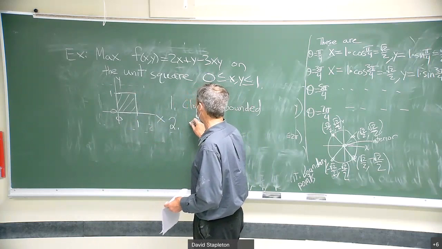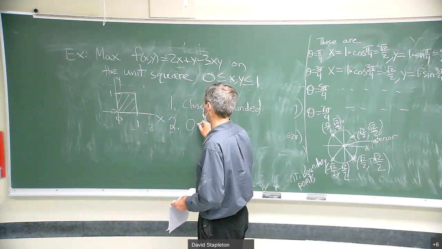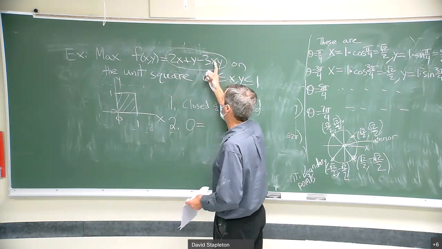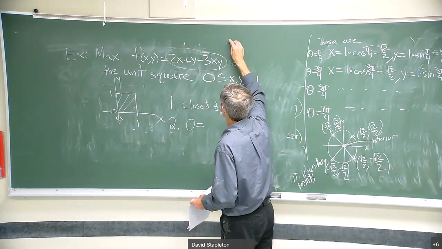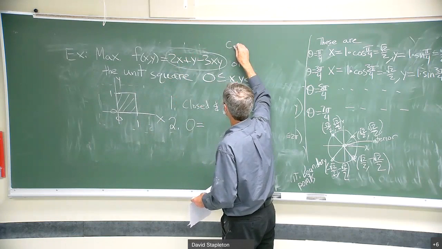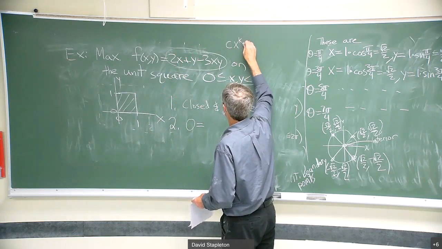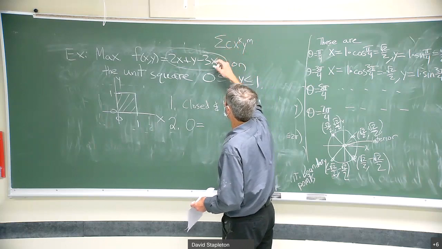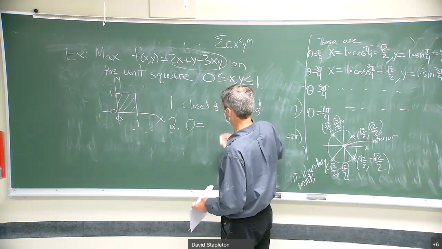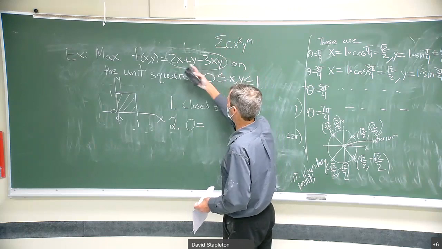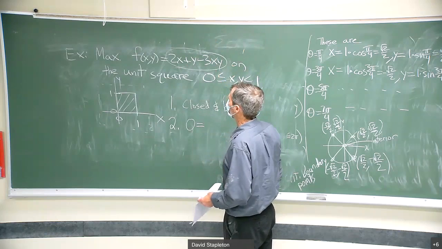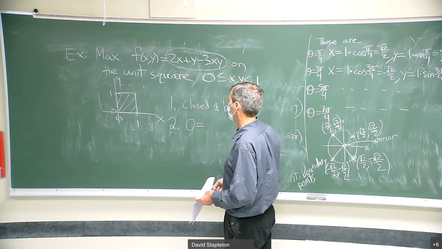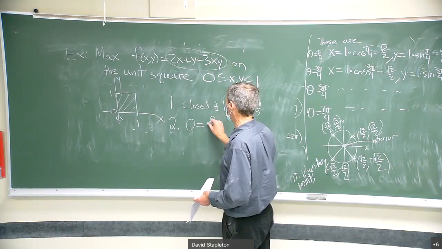So for the interior critical points, I'll set the two partial derivatives to 0, noticing that this is again a polynomial in two variables. In general, you have a bunch of terms, a constant times x to a power times y to a power, which can be 0, and if you have a whole bunch of these summed together, you've got a polynomial in two variables. It's continuous and has derivatives everywhere of all orders. So we can set those partial derivatives equal to 0.